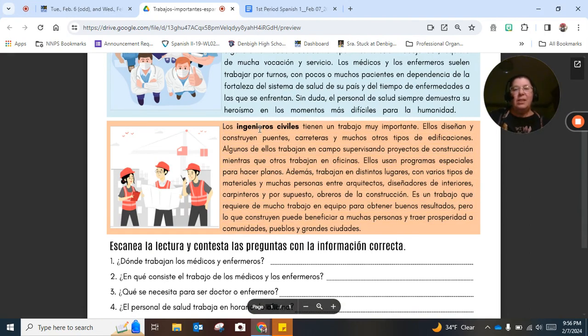We found the cognates: civil engineers, important, supervising, construction, office, special programs, plans, materials, people, architects, interiors, carpenters, construction, much. People found out require, obtain, results, benefit, people, prosperity, communities. So pause, think about this in general. What's this kind of about? You got this.